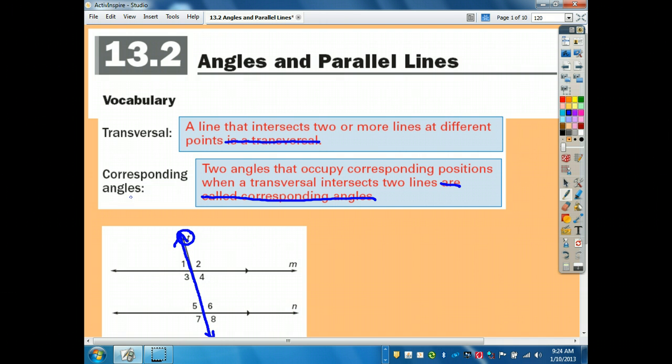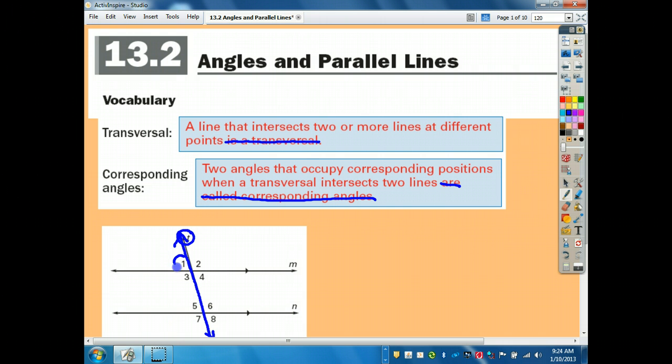Two angles that occupy corresponding points when a transversal intersects two lines. Well, basically what that is, if I were to take this 1, 2, 3, 4, and I grab the whole thing and I would just slide it down over top of 5, 6, 7, and 8, which ones would match which?